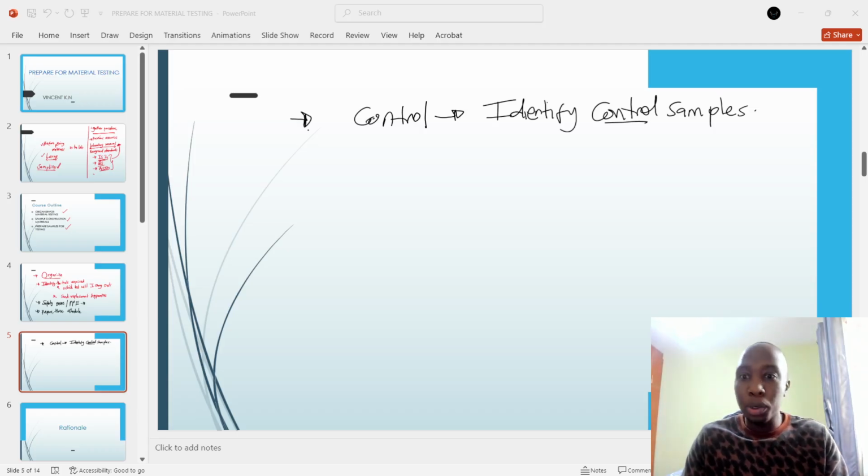So it's important to also identify how many control samples I will need. It is about organizing yourself. Very good.